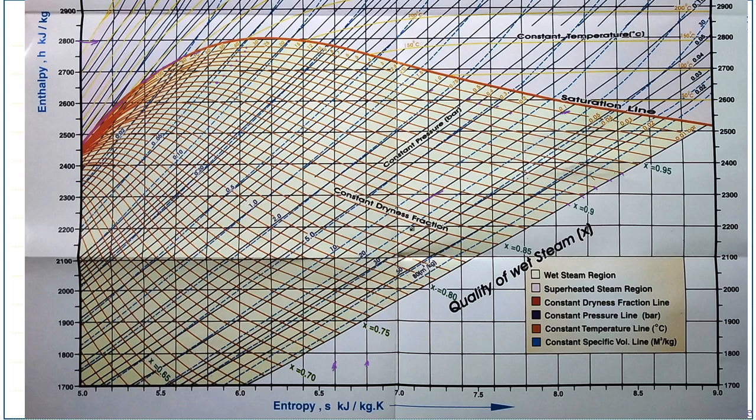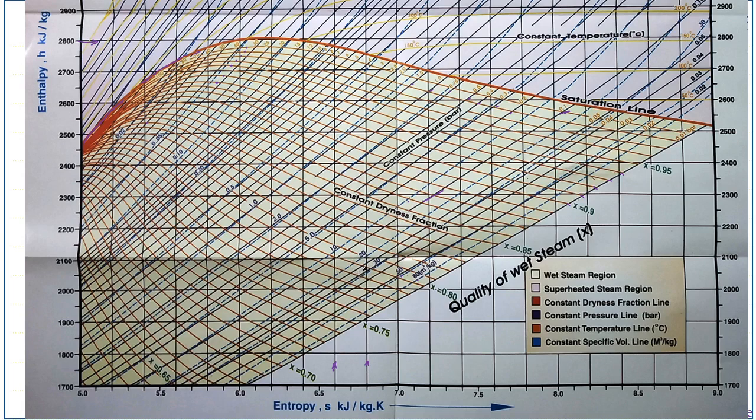Then we can find some dotted lines here. These dotted lines, which are parallel to the pressure lines, represent the specific volume of steam. Along this line the specific volume of steam is 80 meter cube per kg. Then 50, 30, 20, 10, 5, 2, 1, 0.5, 0.2, 0.1, 0.05. All these are constant specific volume lines.